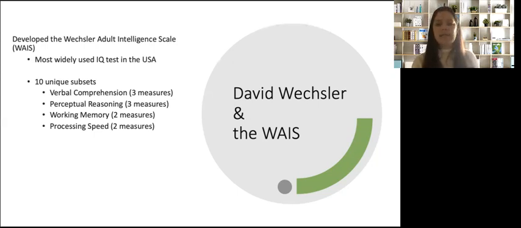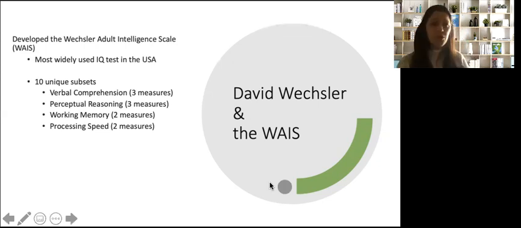And then we have the processing speed index, and this reflects an individual's ability to process simple or routine visual information quickly and efficiently. So it's measuring your visual and motor speed. How fast can you react to something? When you see something, how quickly can you respond to it? Things like that. This also measures your ability to recognize and find patterns in things.